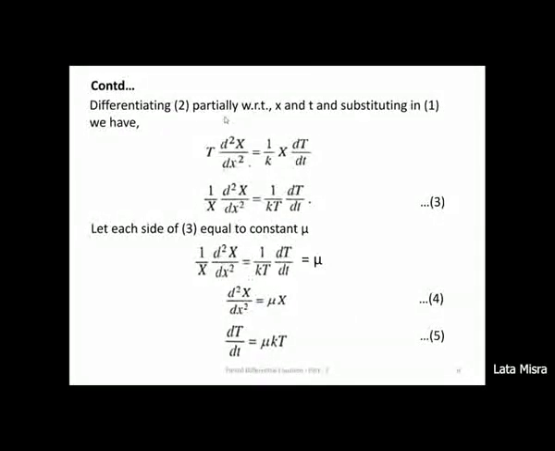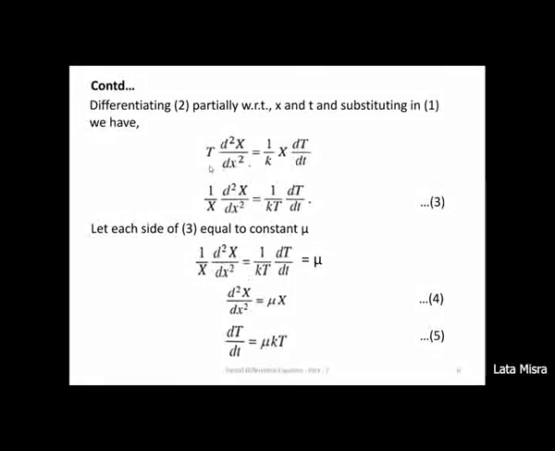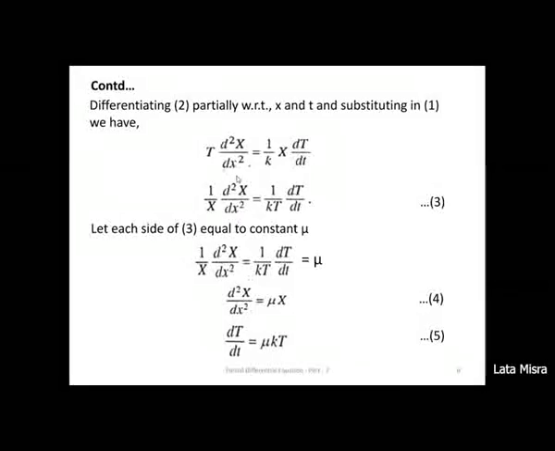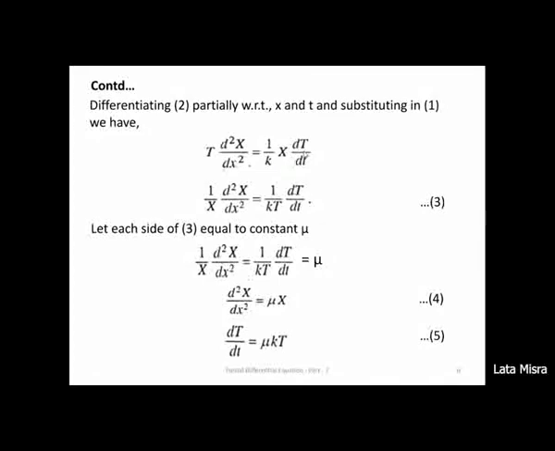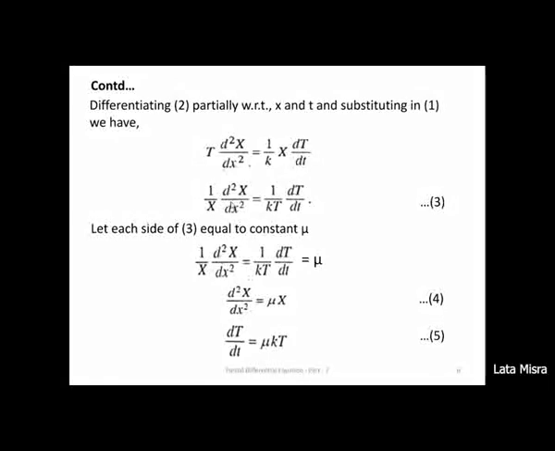We partially differentiate equation 2 with respect to x and t and substitute in equation number 1, and equation 1 reduces into T d²X/dx² equals 1/k X dT/dt. We separate the variables and we get 1/X d²X/dx² equals 1/(kT) dT/dt.